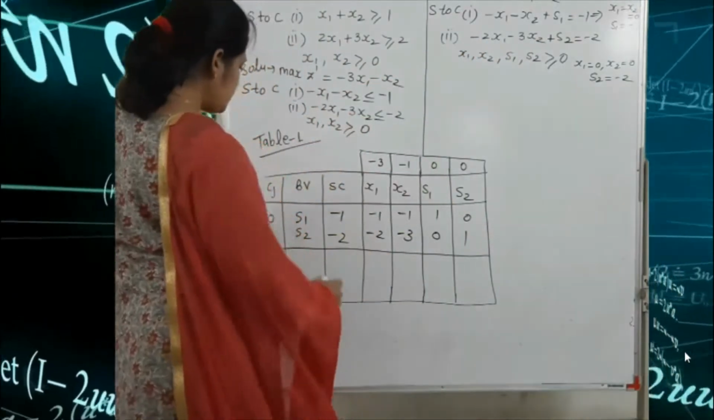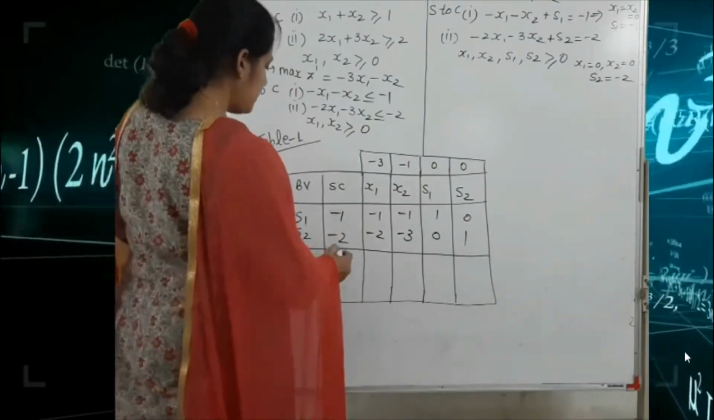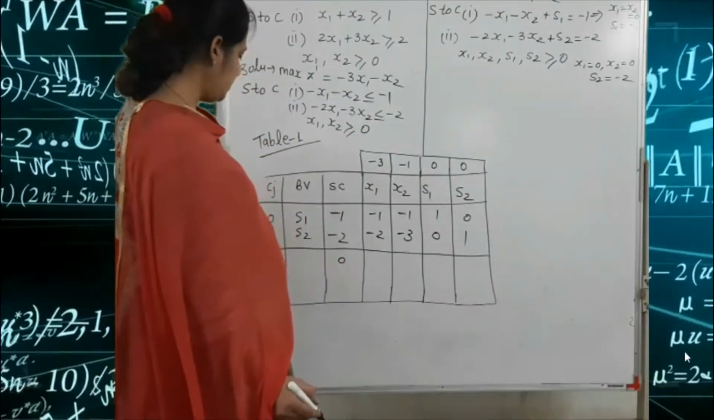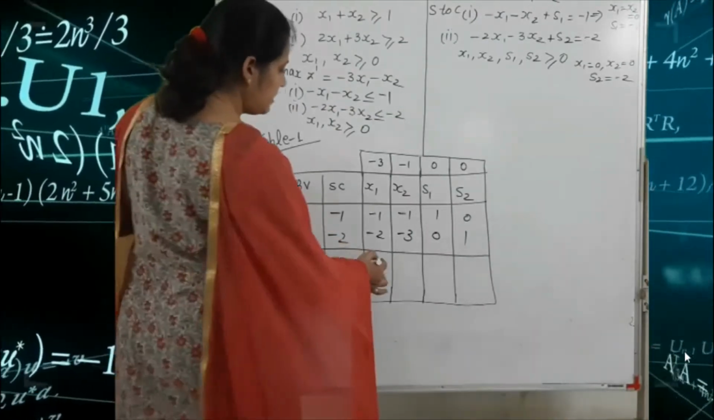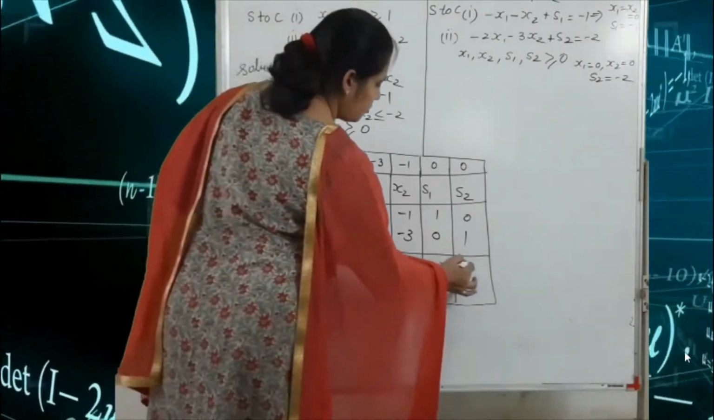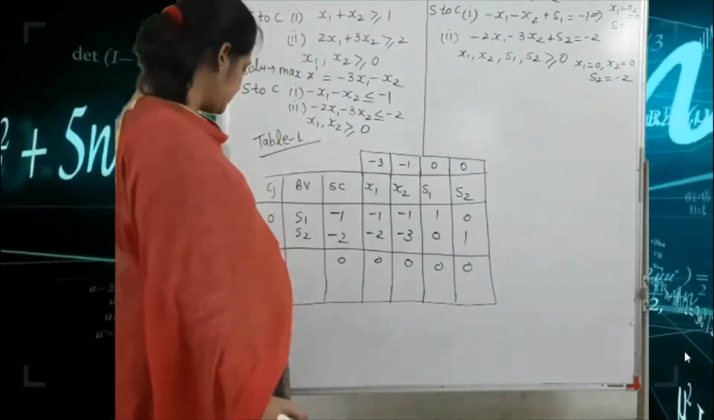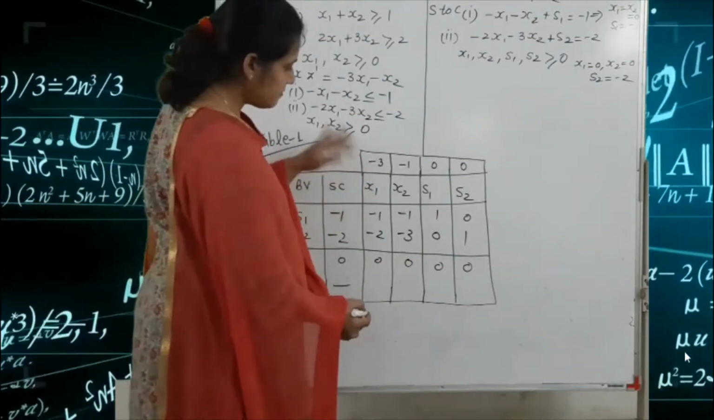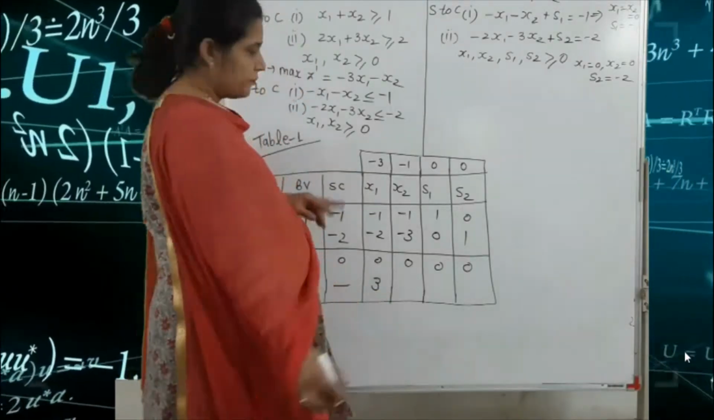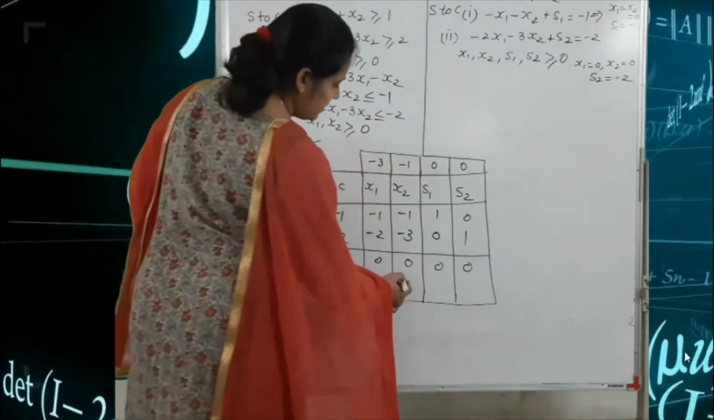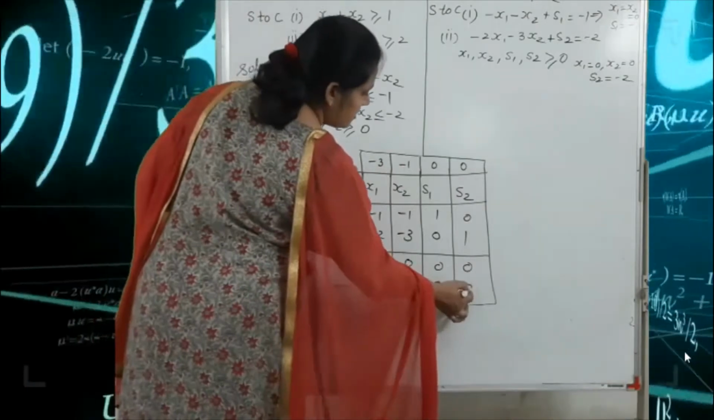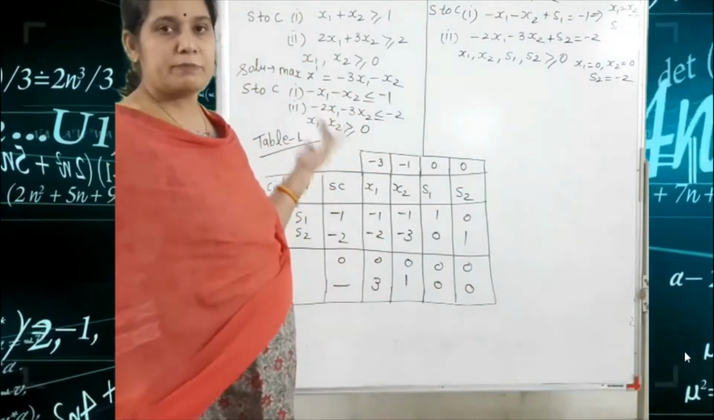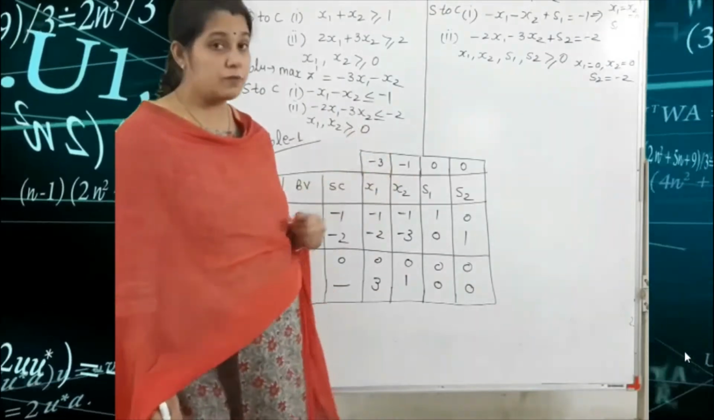Next we find the Zj. So Zj is minus 1 into 0 plus minus 2 into 0. If Cj is 0, then all the Zj values are 0. Got it? Next we find Zj minus Cj. So we write 0 minus minus 3, that means 3. 0 minus minus 1, that means 1. 0 minus 0, 0 minus 0. This process is the same as in the simplex method, Big M method or the two-phase method.